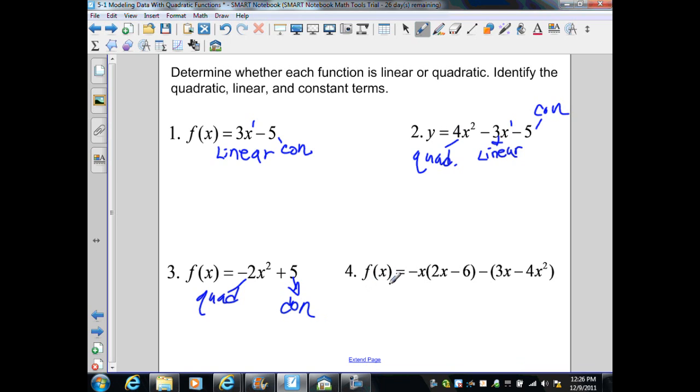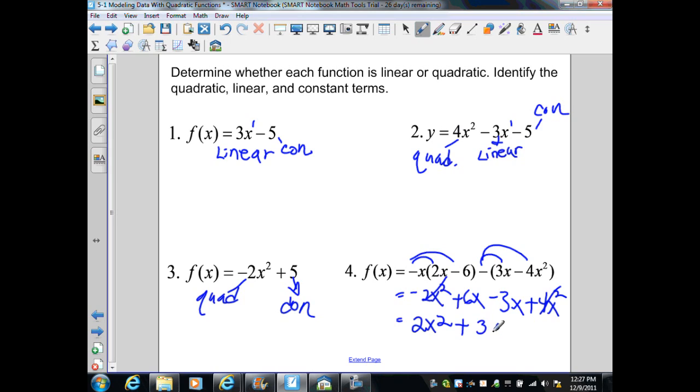Our last example: f of x equals negative x times the quantity 2x minus 6, minus the quantity 3x minus 4x squared. We need to simplify by the distributive property and combining like terms first. That gives me negative 2x squared plus 6x minus 3x plus 4x squared. Combining like terms, negative 2x squared plus 4x squared is 2x squared. 6x minus 3x gives us 3x.